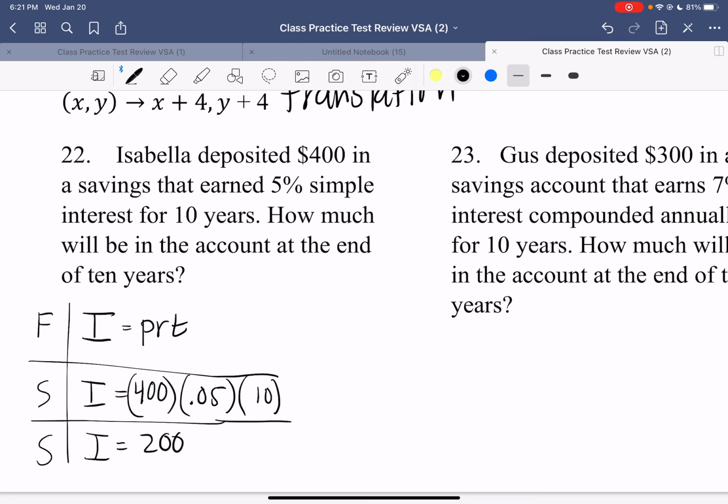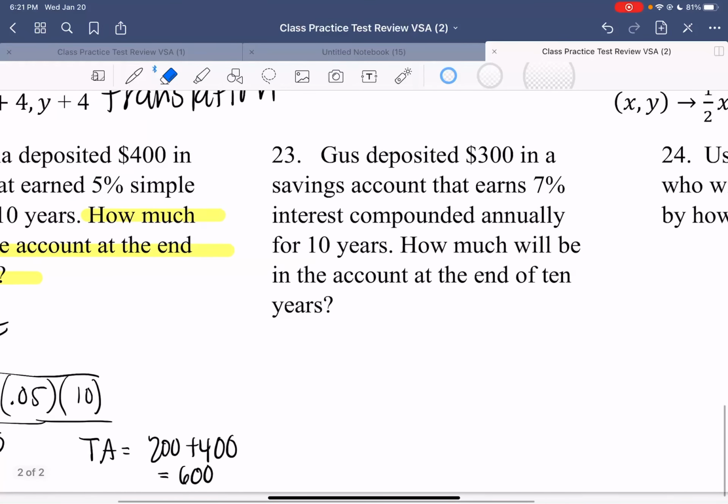And that's just the interest. So in the problem they're asking for how much will be in the account at the end of 10 years. So this is just the interest. So in order to find the total, we're going to have to add the total amount. We're going to have to take 200 plus 400 and get 600.